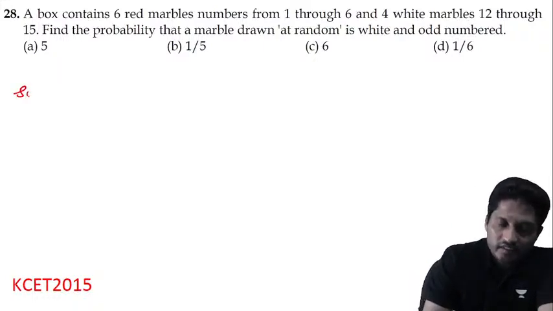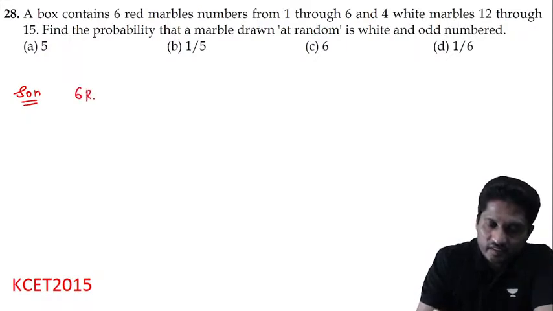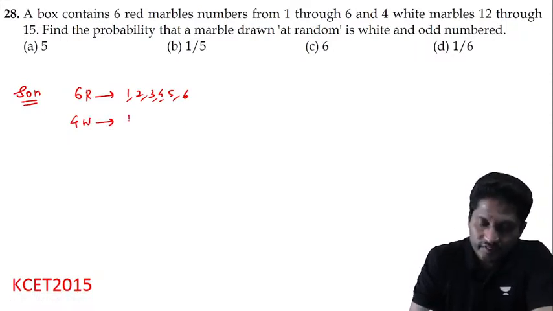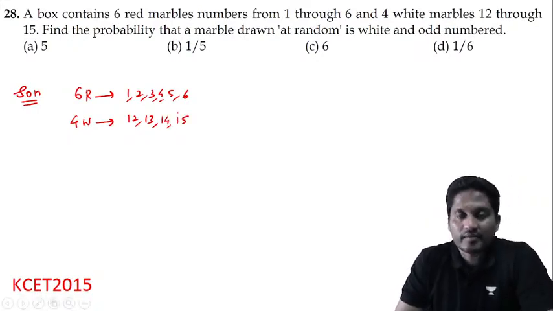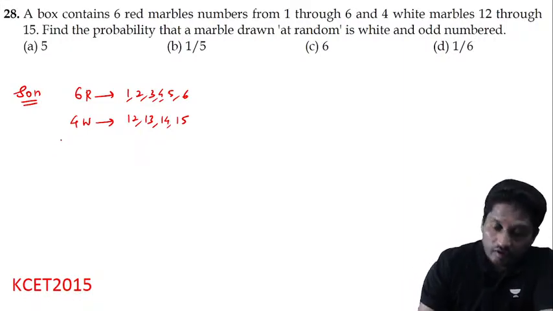A box contains 6 red marbles, numbered 1 to 6: 1, 2, 3, 4, 5, 6. And 4 white, numbered 12 through 15. That is 12, 13, 14, and 15. Find the probability that the marble drawn at random is white and odd numbered.